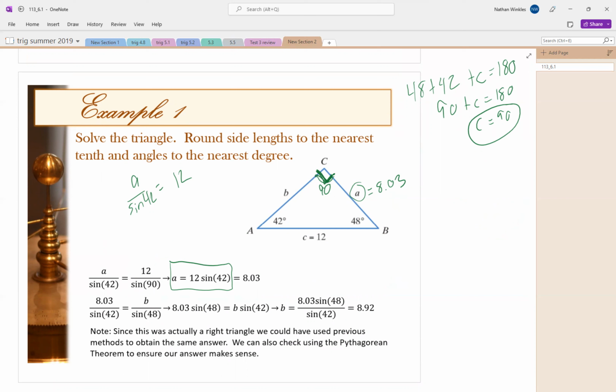Therefore, when we cross multiply, we get 8.03 times sine of 48 is equal to B times sine of 42. So B is equal to 8.03 sine 48 divided by sine of 42, which gives us that side B is approximately 8.92.